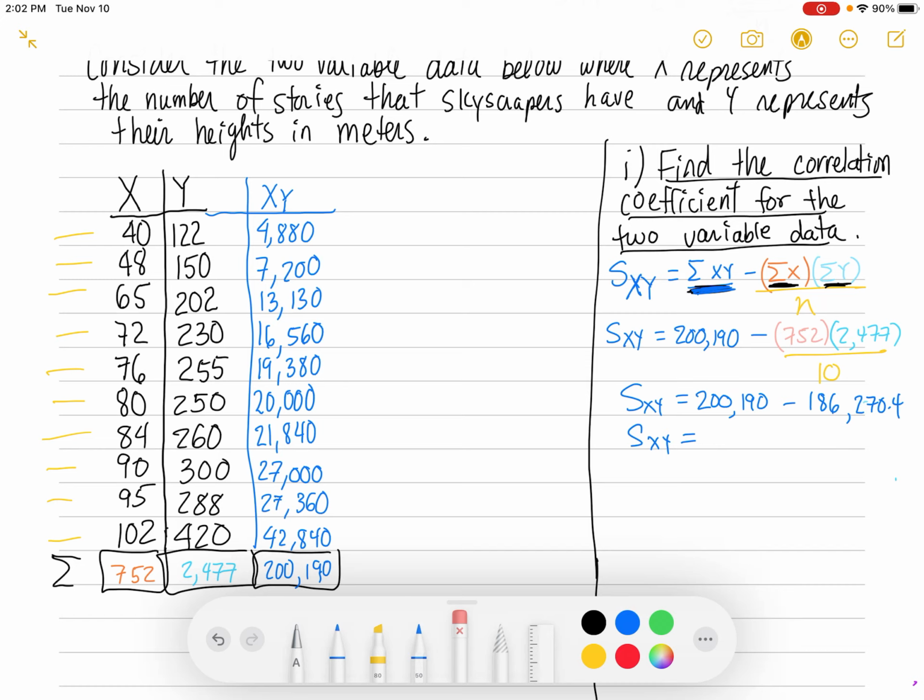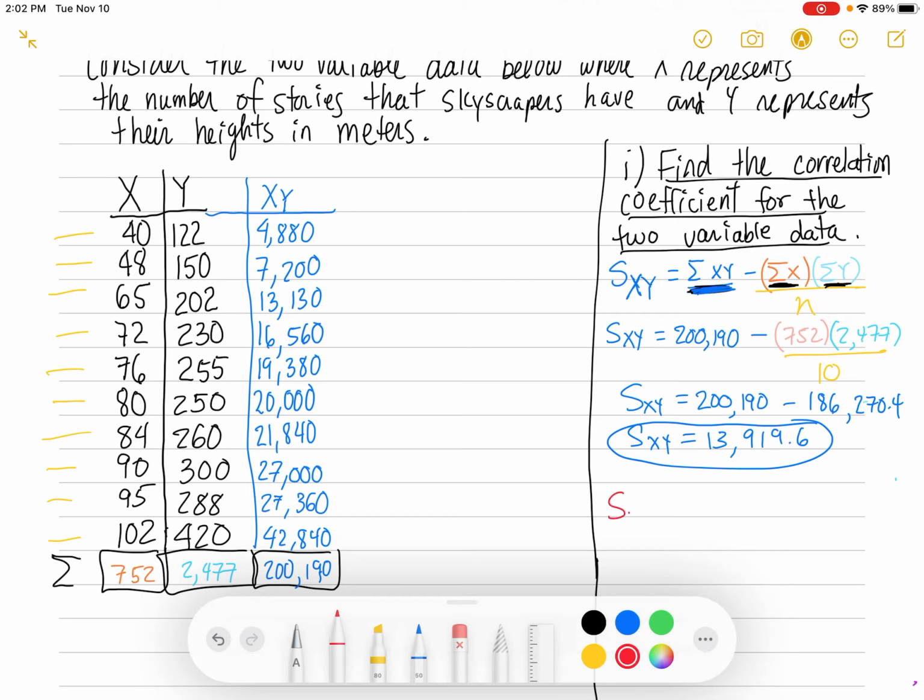So let's subtract 200,190 minus 186,270.4. I get 13,919.6. Okay, so there is my SXY.